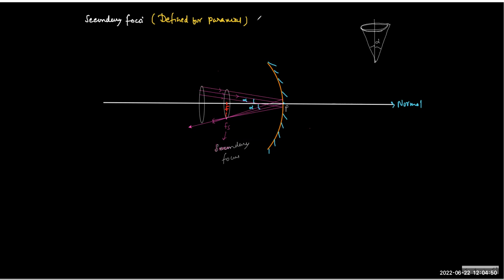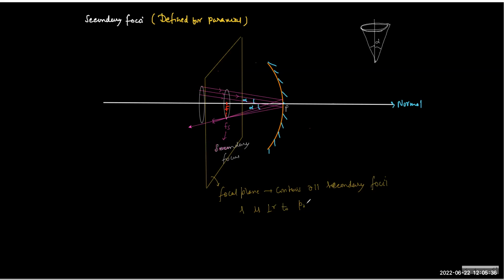So there is a concept of the focal plane. What is the focal plane? It is the plane which contains all such secondary foci. The focal plane is always normal, or perpendicular, to the principal axis. It contains all secondary foci, and the primary focus will also be there, because if it contains the secondary foci, the primary focus is bound to be there.